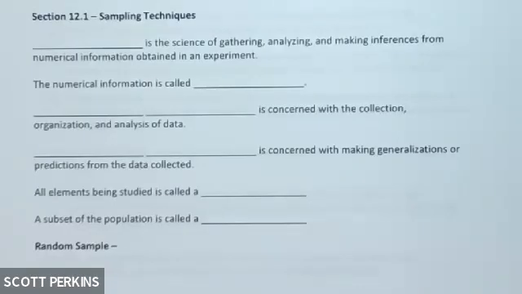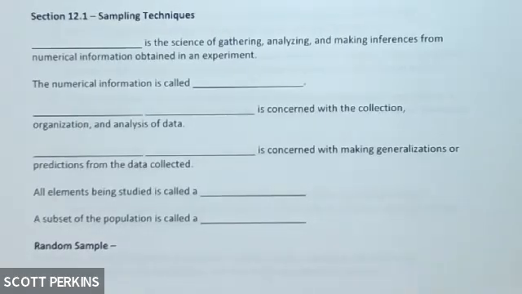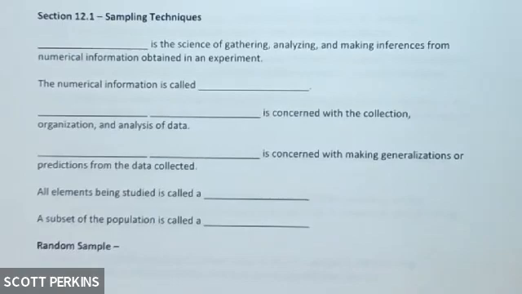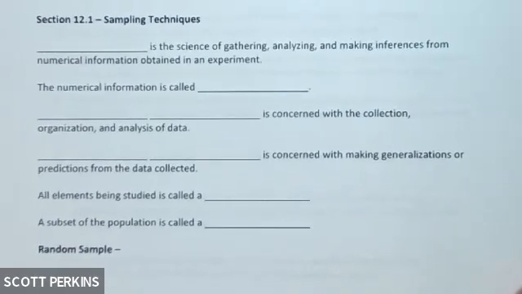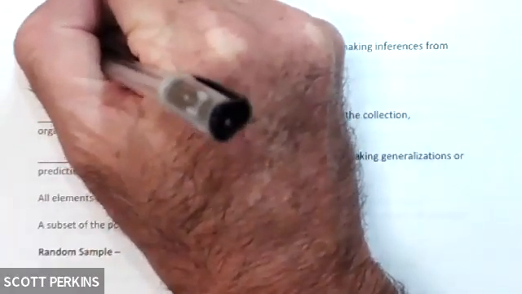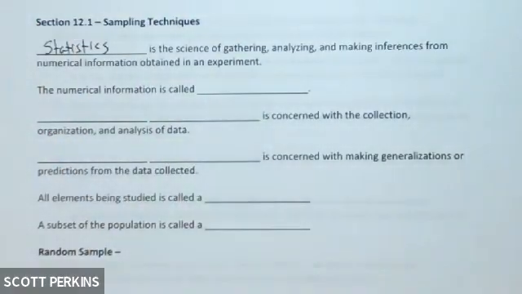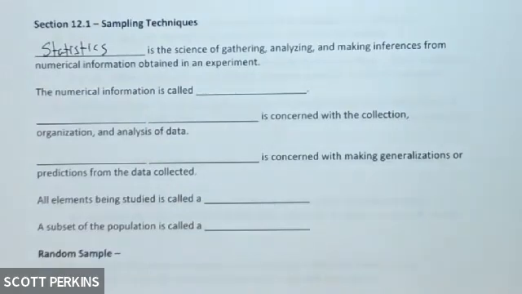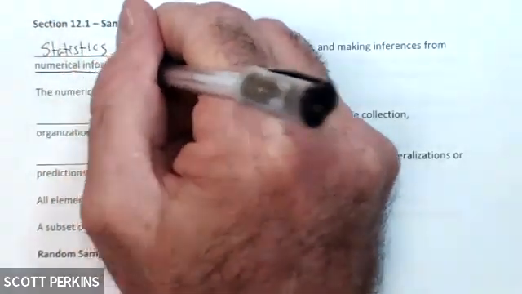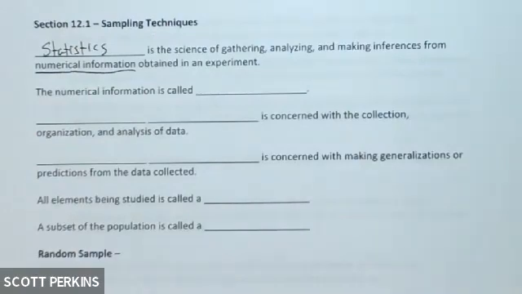So as we're going to start our little overview of statistics, we're not going to go into huge depth about it, but we're going to talk about some of the real basics. So first off, what is statistics? That would be a great question if it's a question that you had. So statistics is the first blank. I wasn't super creative with that one. Statistics is the science of gathering, analyzing, and making inferences from numerical information obtained in an experiment. So statistics is done on numbers. Okay, so that is significant as you're looking at this.